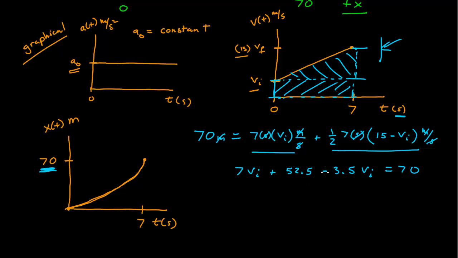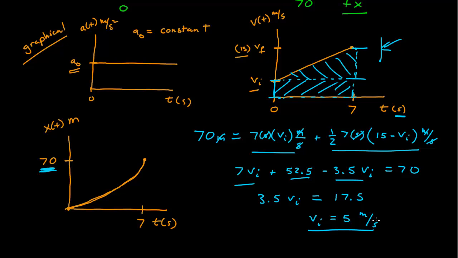This is 3.5 times 15, 52.5. And so this gives me that 7 minus 3.5 v sub I is equal to 70 minus 52.5, which is 17.5. And v sub I is equal to 5. And this is all in SI, so I know that this is meters per second.